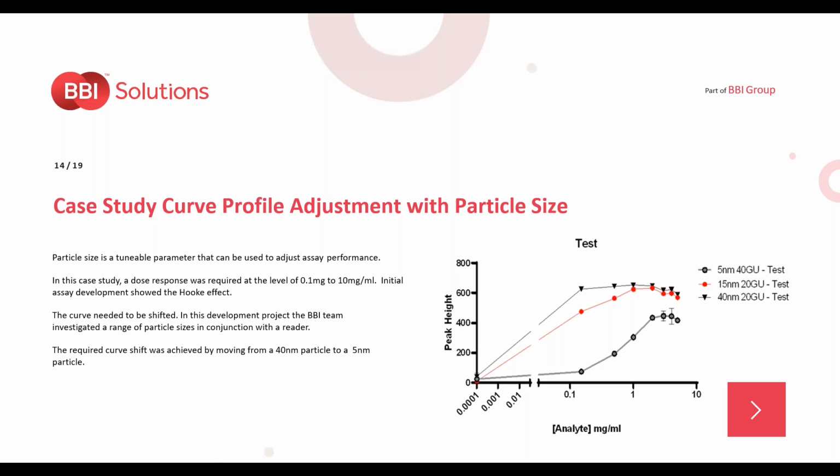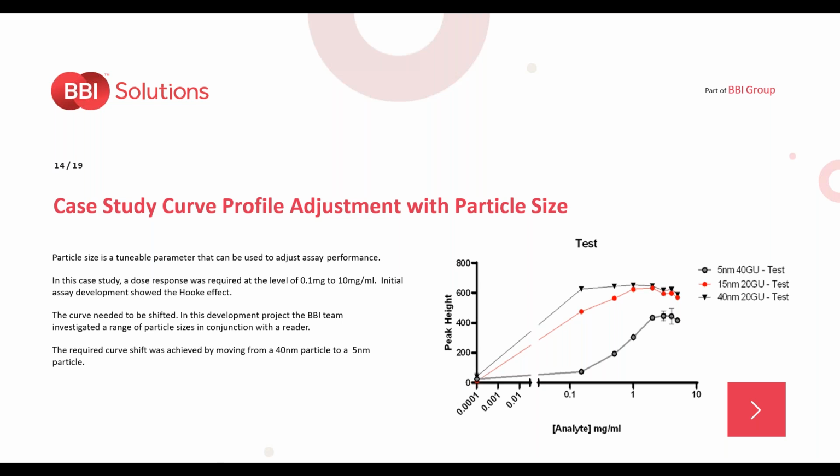So we looked there at how you could improve signal strength by tuning your particle size. But you can go the other way. You can look to shift the shape of your curve by altering particle size. Now, this is an extreme example. This is a test that we were developing where we were trying to get a curve that would perform between 0.1 and 10 mg per mil. I mean, that's very extreme.